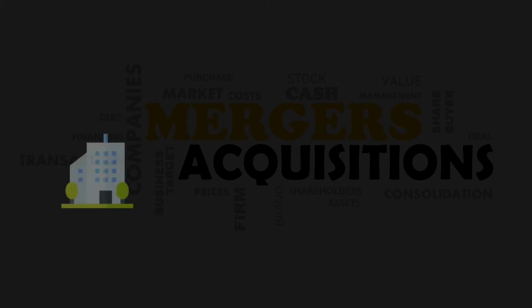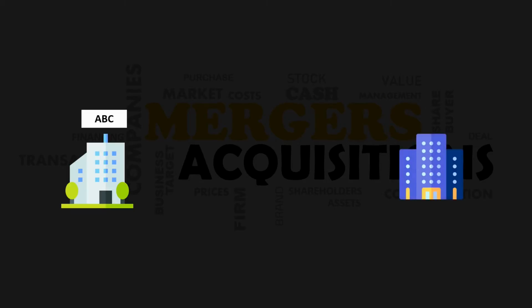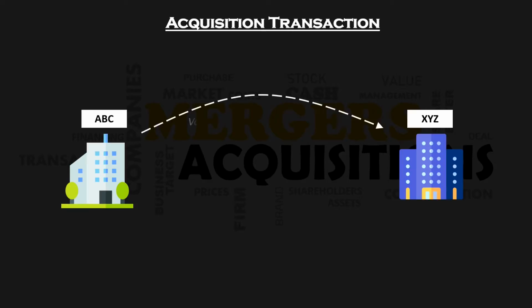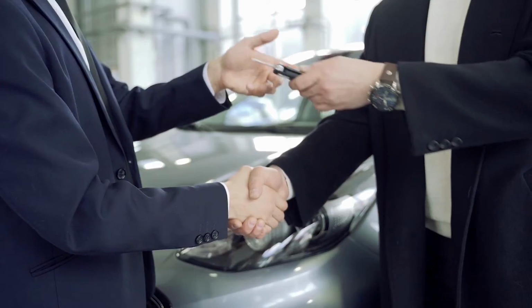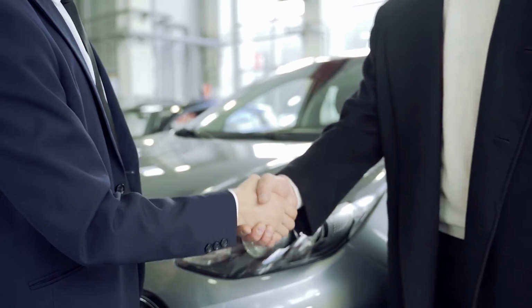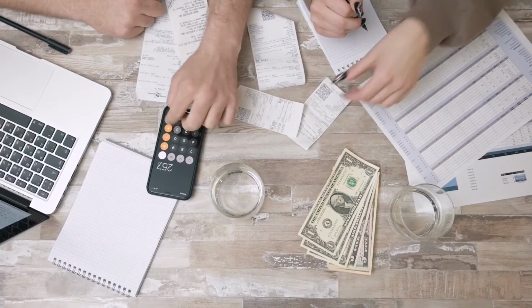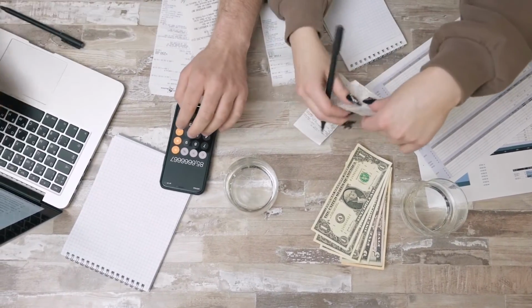So let's assume there is a company ABC which wants to acquire another company XYZ. ABC will now calculate the value of XYZ and pay the owners of XYZ, and in return ABC will become the new owner of XYZ, just like you become the owner of a car after you purchase it from the company. After the acquisition, whether XYZ remains a separate company or not, that fully depends on ABC.